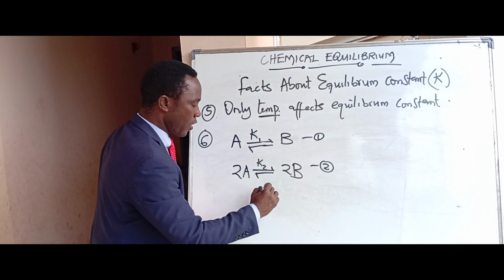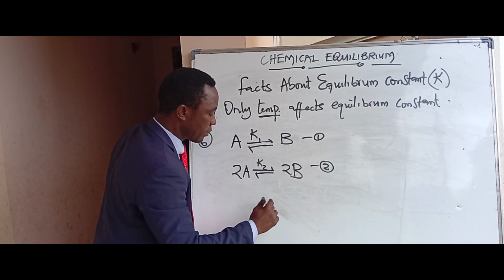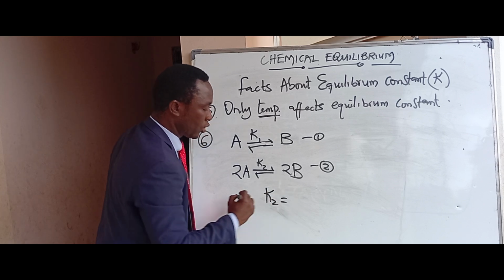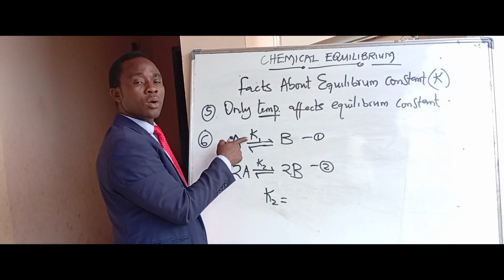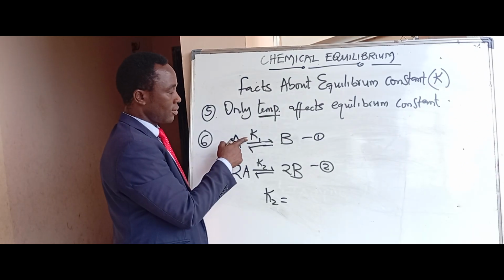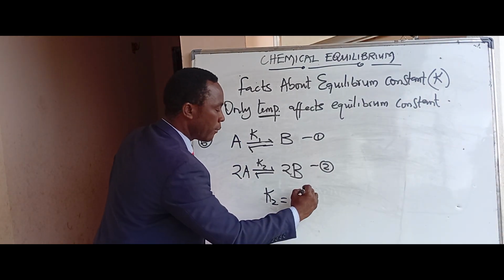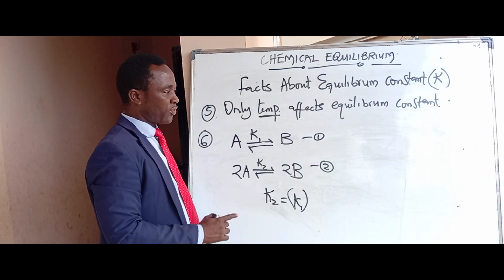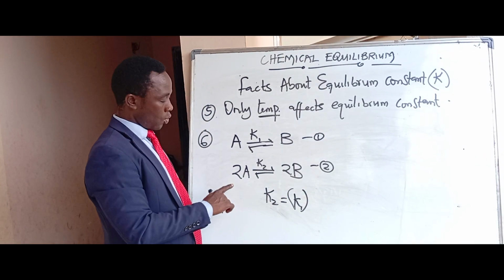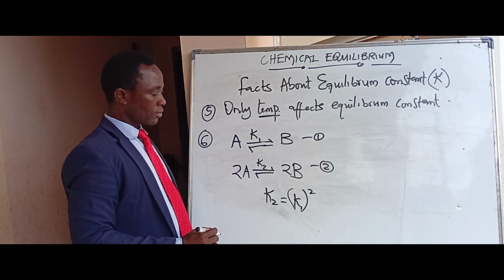And we are saying that the new equilibrium constant K2 that we are looking for will be the initial equilibrium constant of the first reaction, which is K1, raised to the power of the factor you have multiplied by. Which factor did we multiply by? We multiply by the factor of 2. It will be K1 raised to power 2.